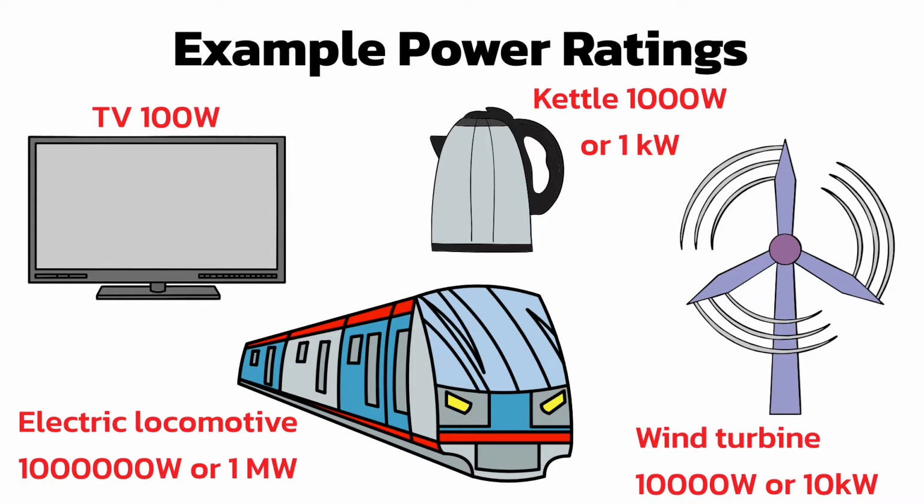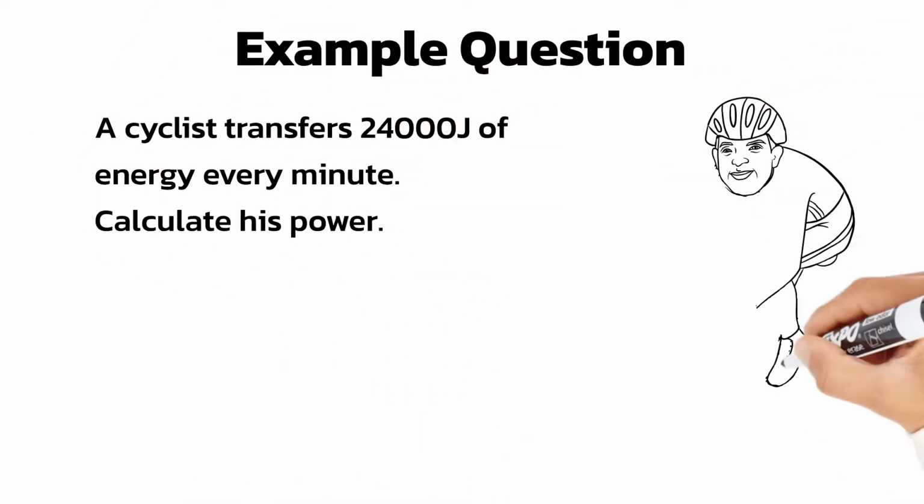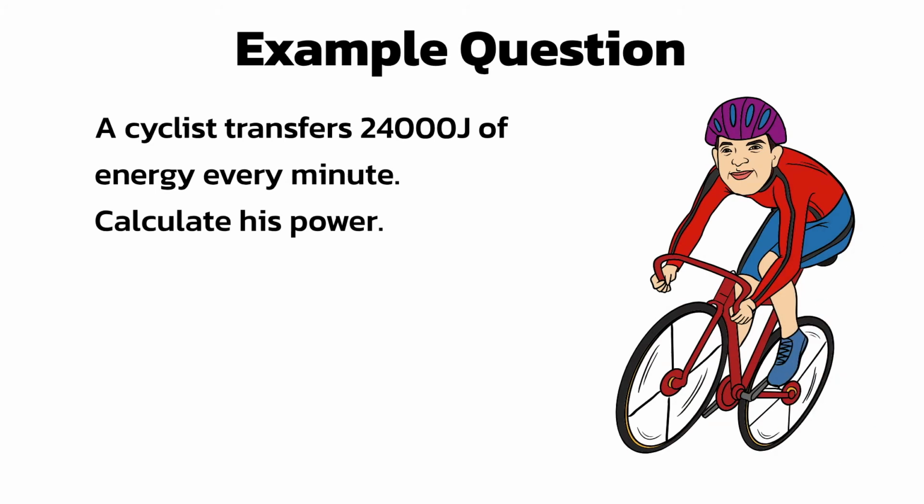Let's try an example question. A cyclist transfers 24,000 joules of energy every minute. Calculate his power. Pause the video if you want to try this for yourself.